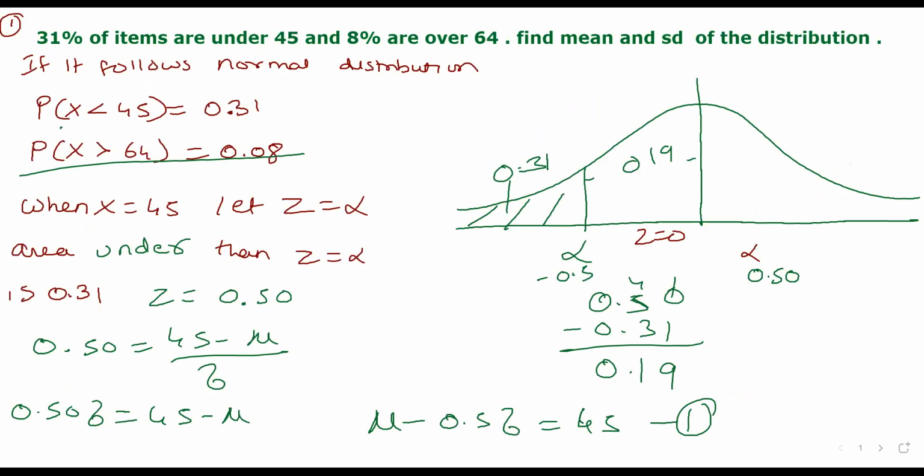Are we getting this? Only here the thing is it was x is less than 45. So when x is equal to 45, let z be alpha. You want area under z is equal to alpha.